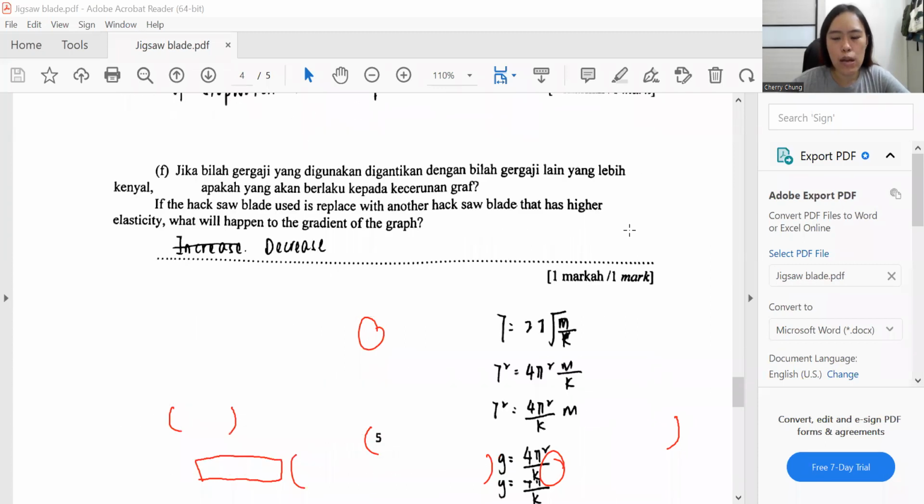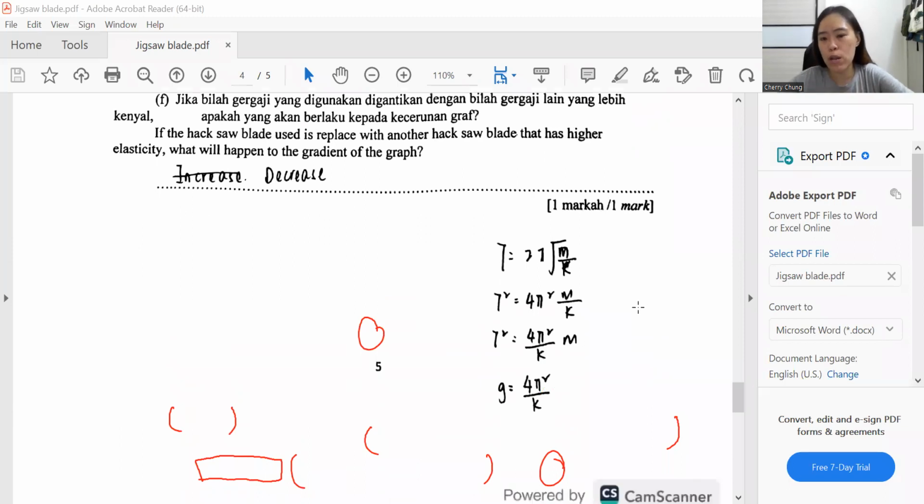Okay, the last question is, if the hacksaw blade is used, this is the prediction. What happens to the gradient? So you use the formula here. Higher elasticity is the spring constant, no? Because higher elasticity means that it is stiffer. So the spring constant and the gradient will be inversely proportional. So if the elasticity is higher, the gradient will decrease.